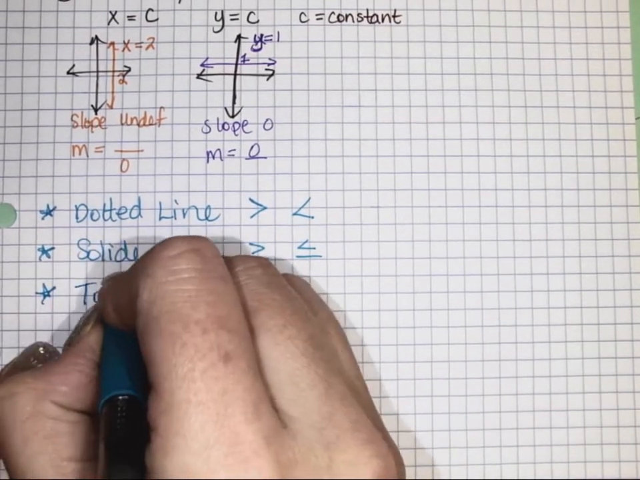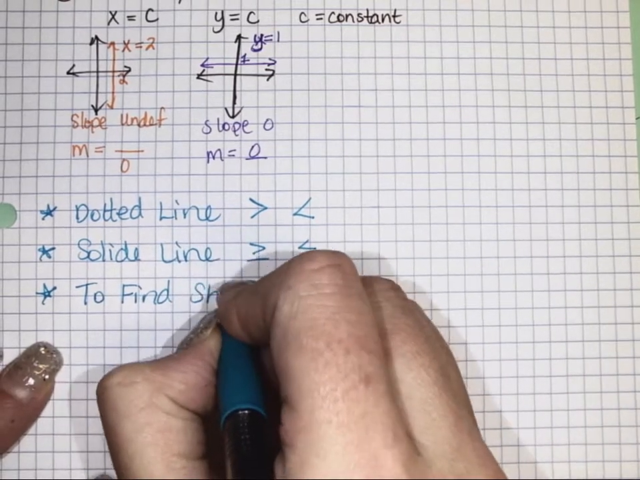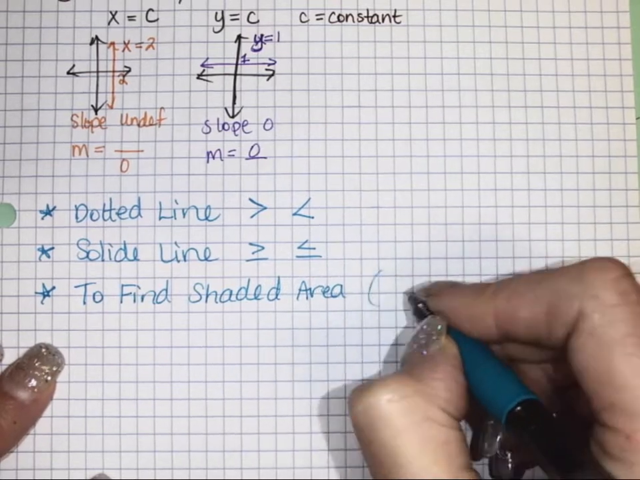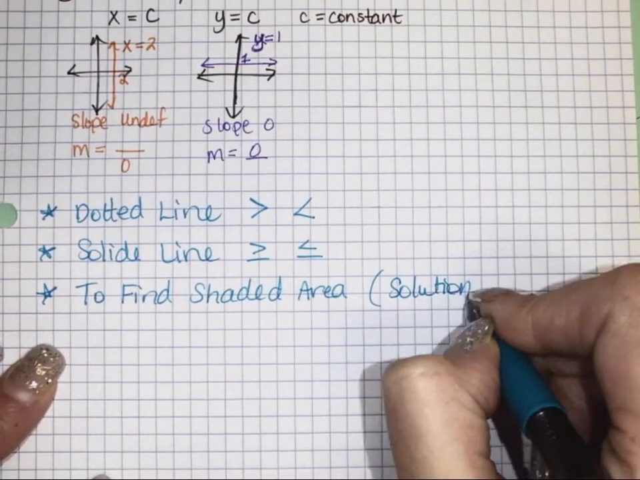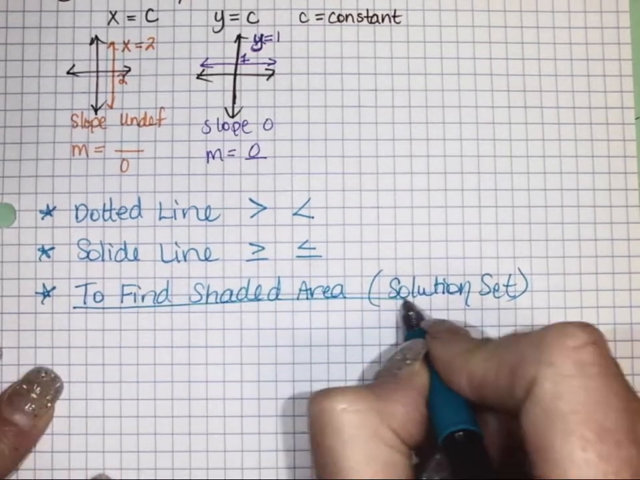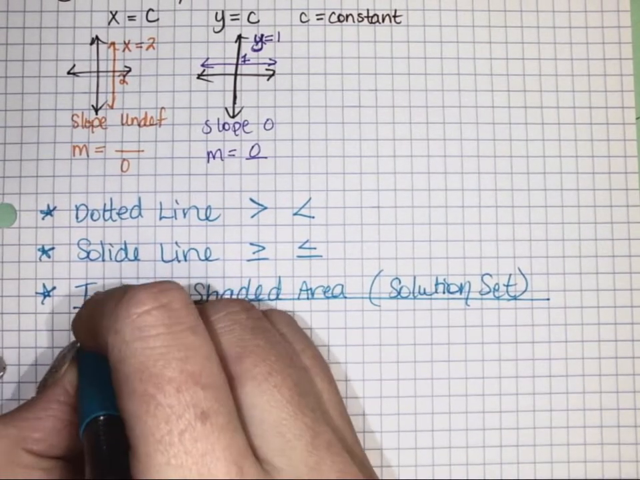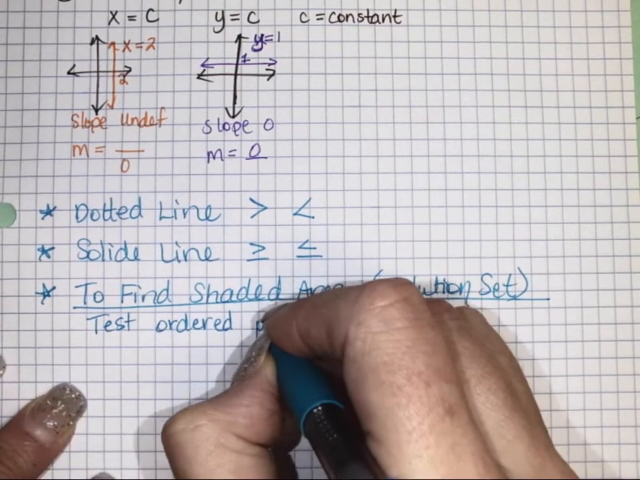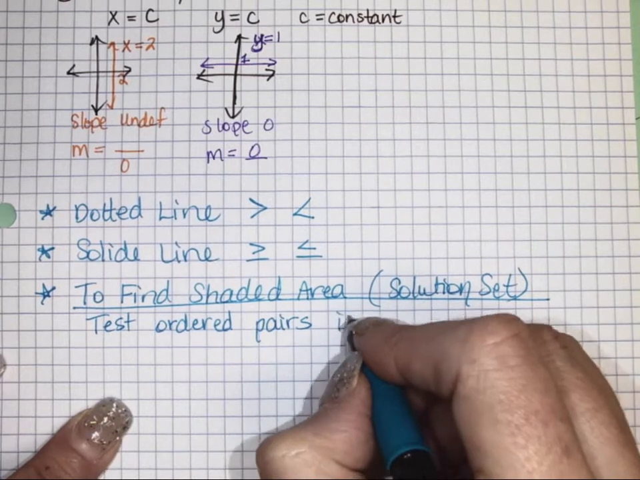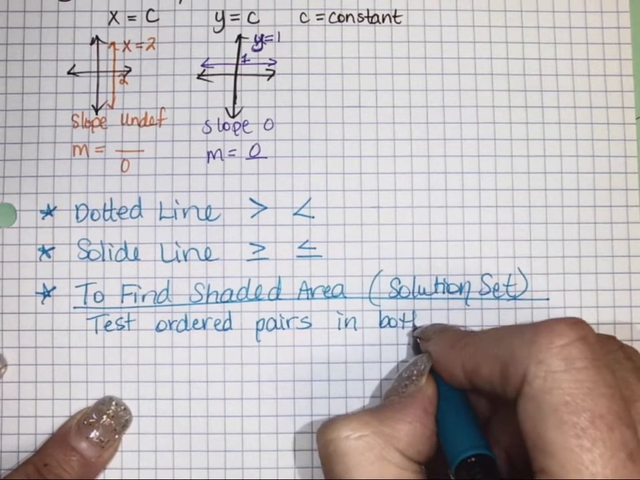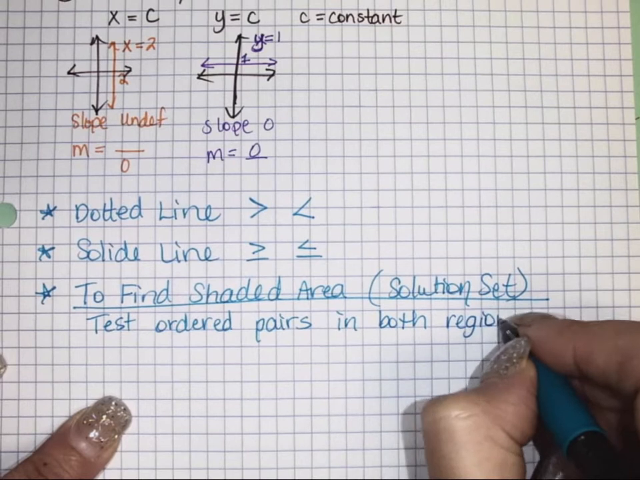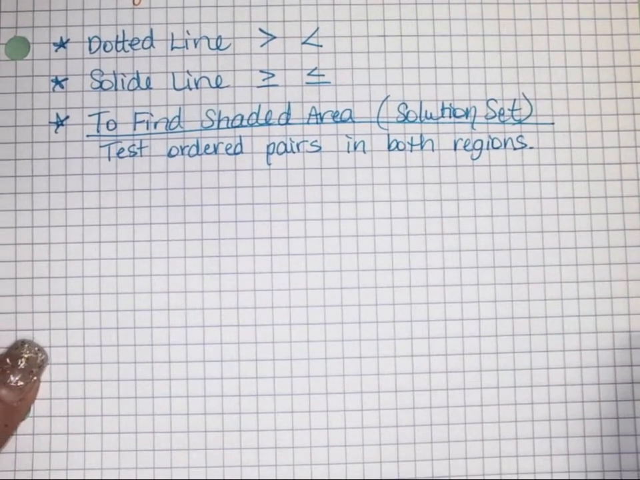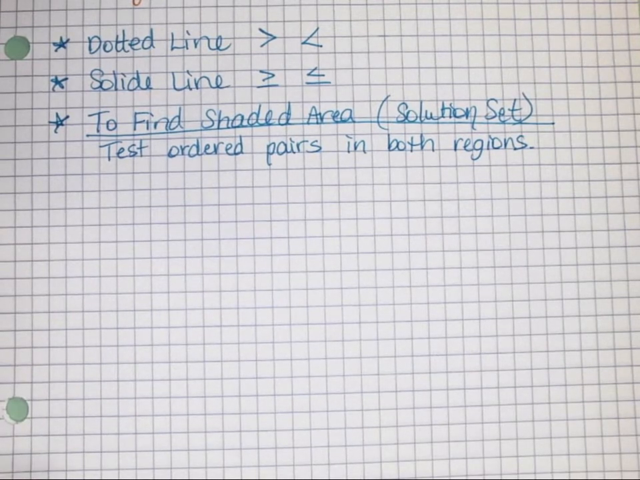So to find the area that you shade, or in other words, your solution set, you have to test ordered pairs in your regions. So test ordered pairs in both or all regions. And you'll see what I'm talking about in a second.